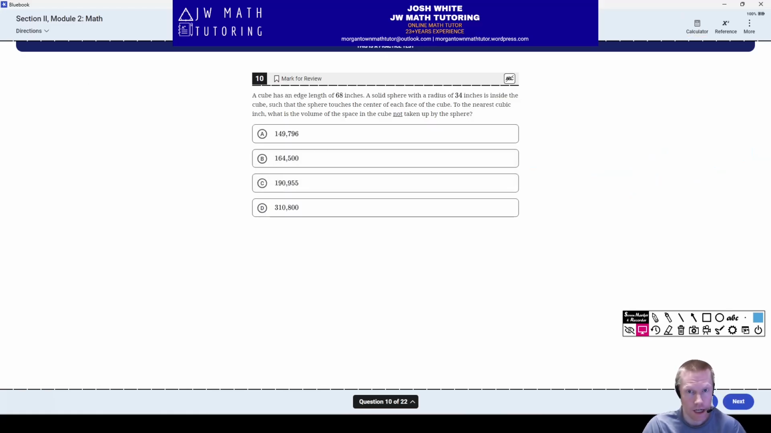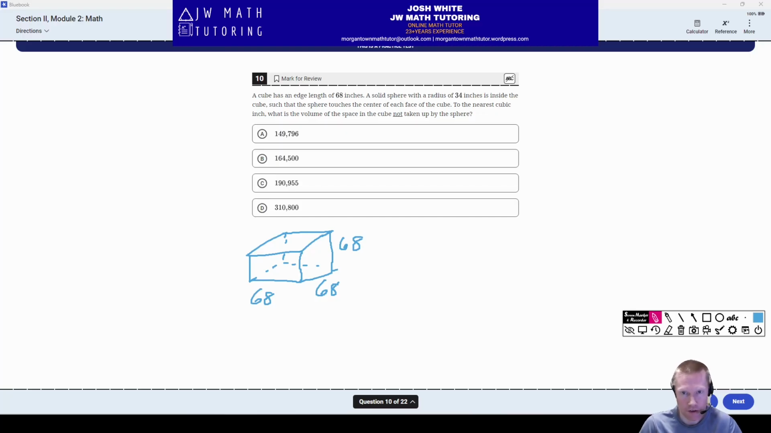All right, number 10. It looks like a fairly complicated problem, but it's actually not that bad. Essentially, what you have going on here is you have a cube, and the cube has every side with a length of 68. All right, and then inside of it, there's a sphere. The sphere has a radius of 34, and it basically is like touching each face on the cube.